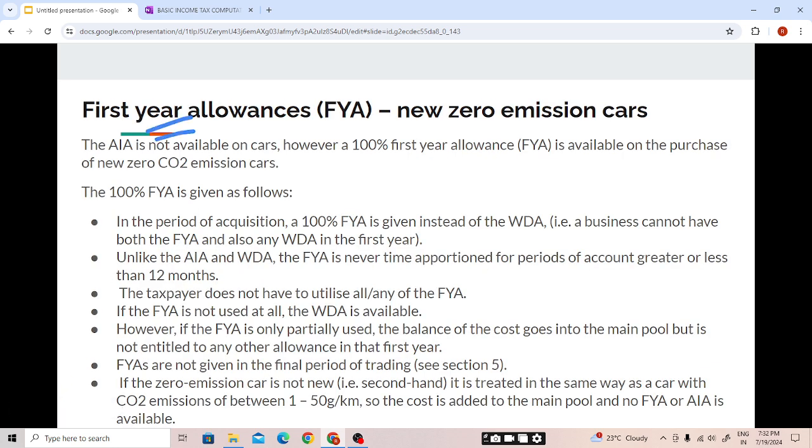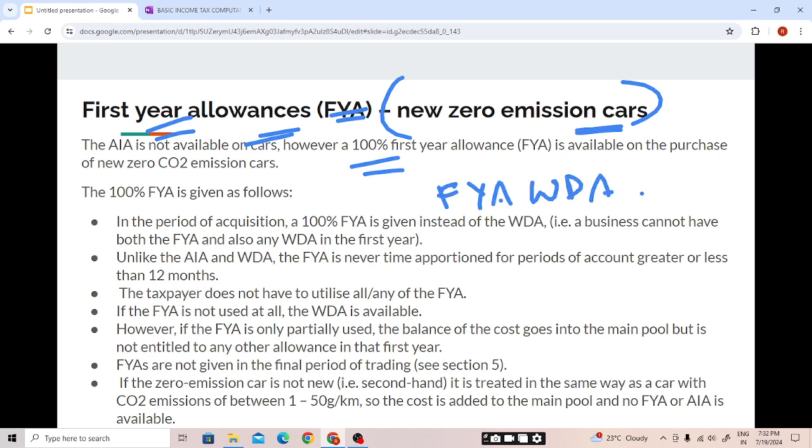Then we had covered the first year allowances. First year allowances is available for new zero emission cars, new zero CO2 emission cars, and it is 100%. And students, when we use the FIA, we can't claim the WDA in the first year. If FIA is only partially used, the balance of cost goes into the main pool, but is not entitled to any other allowance in that first year. After the first year, for the next year, we can calculate the WDA.